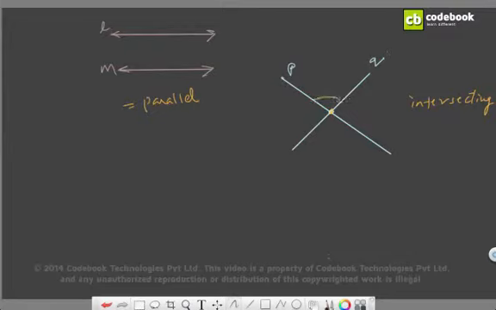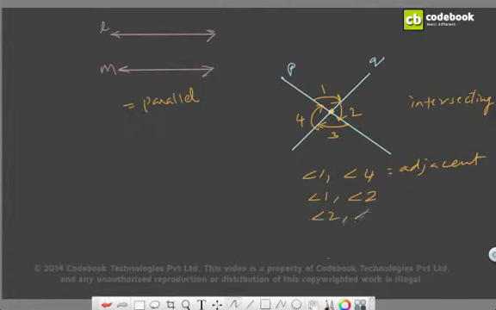And they form four angles as seen here. So if you observe closely, angle 1 and angle 4 have the same vertex and a common arm. So these are adjacent angles. Similarly, angle 1 and angle 2, angle 2 and angle 3, angle 3 and angle 4 are all adjacent angles. Whereas angle 1 and angle 3 and angle 2 and angle 4, if you observe, they have the same vertex but they don't have any common arm. These are called vertically opposite angles.